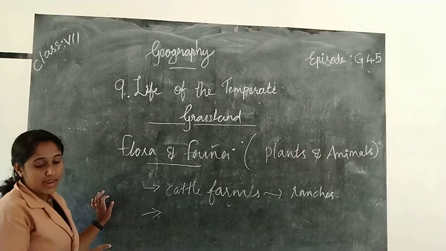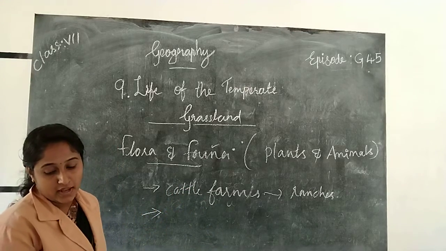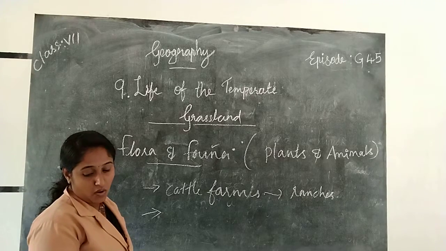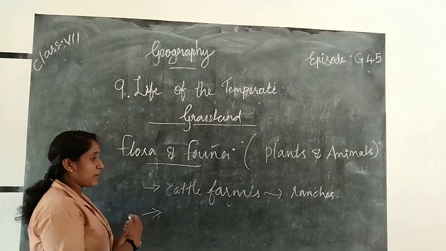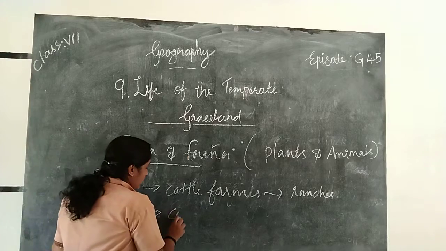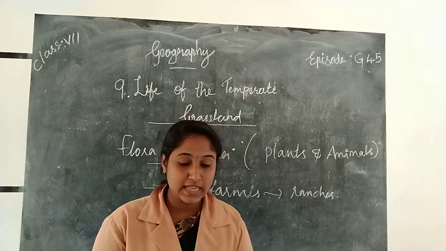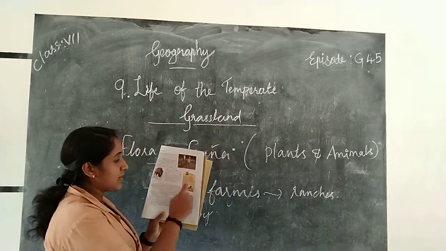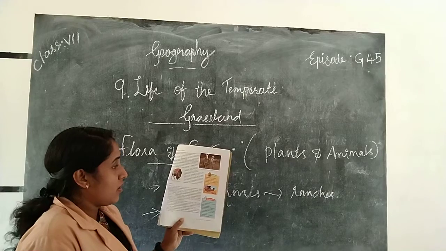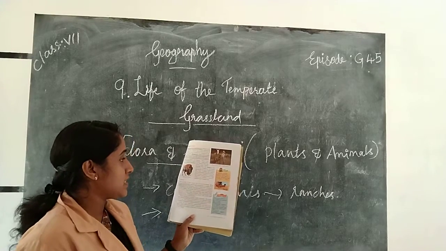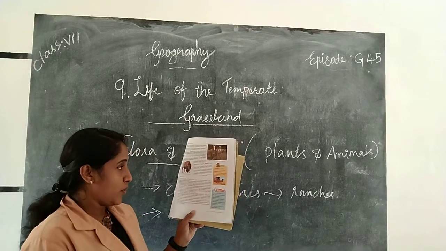And these ranches are looked after by sturdy men called cowboys. So the people looking after the cattle farms or ranches are known as cowboys. Look at your textbook, page number 67, figure number 9.3. This is the figure of a cowboy with his horse. You can see that large cattle farms, called ranches, are looked after by sturdy men called cowboys.